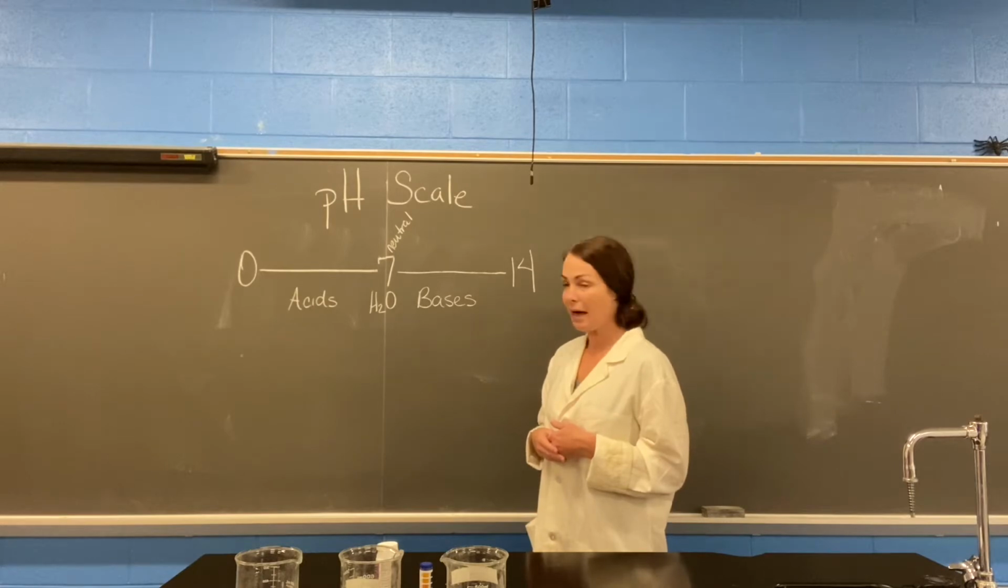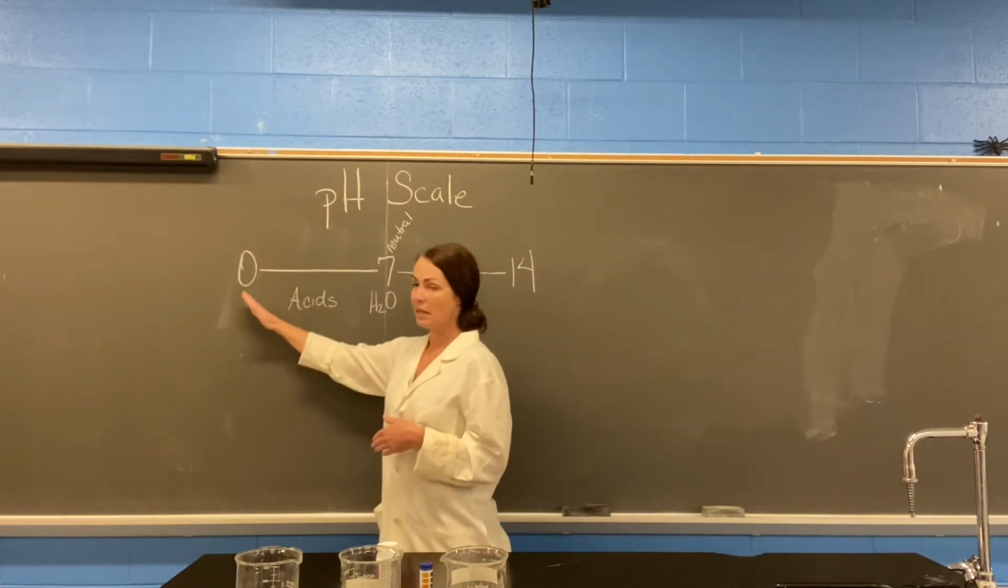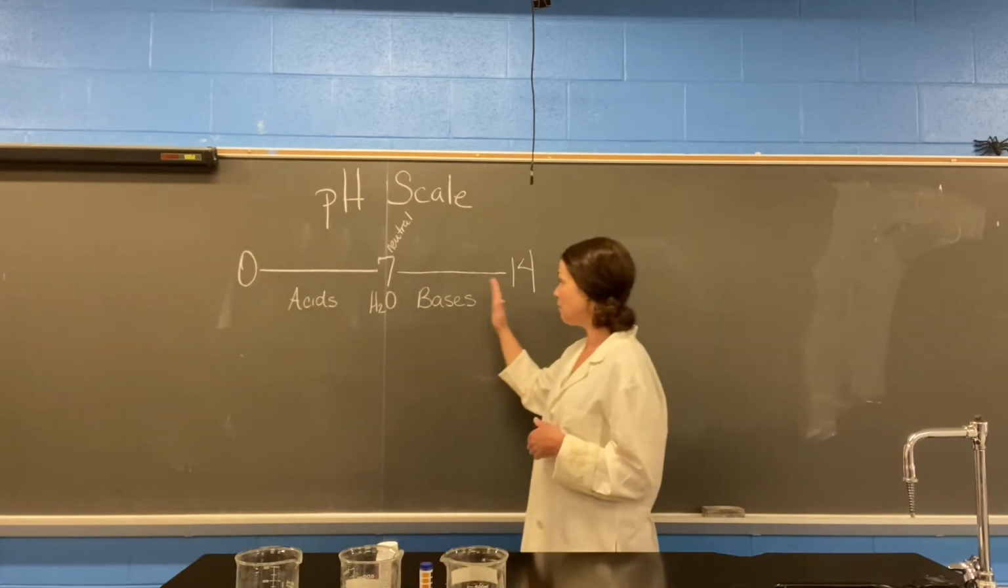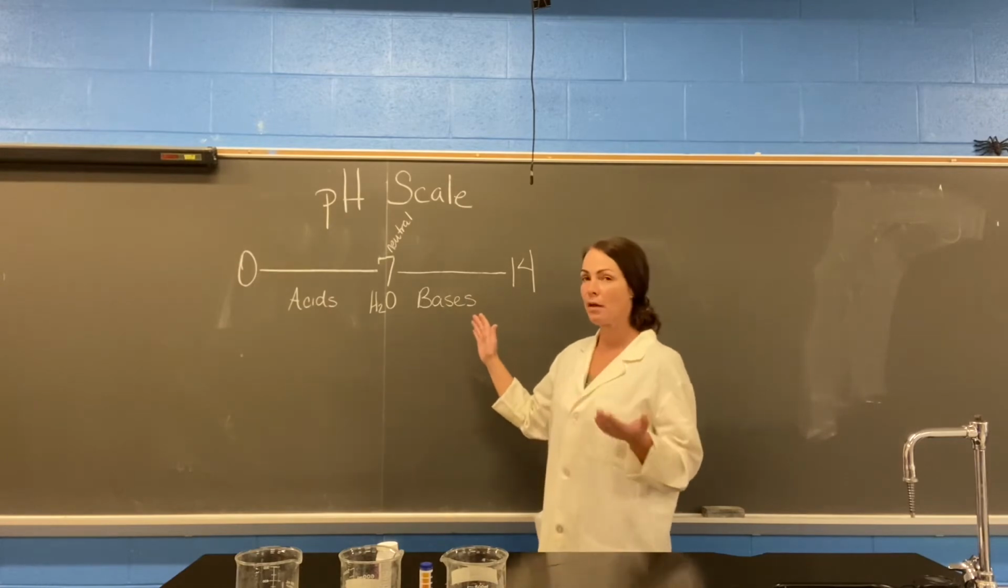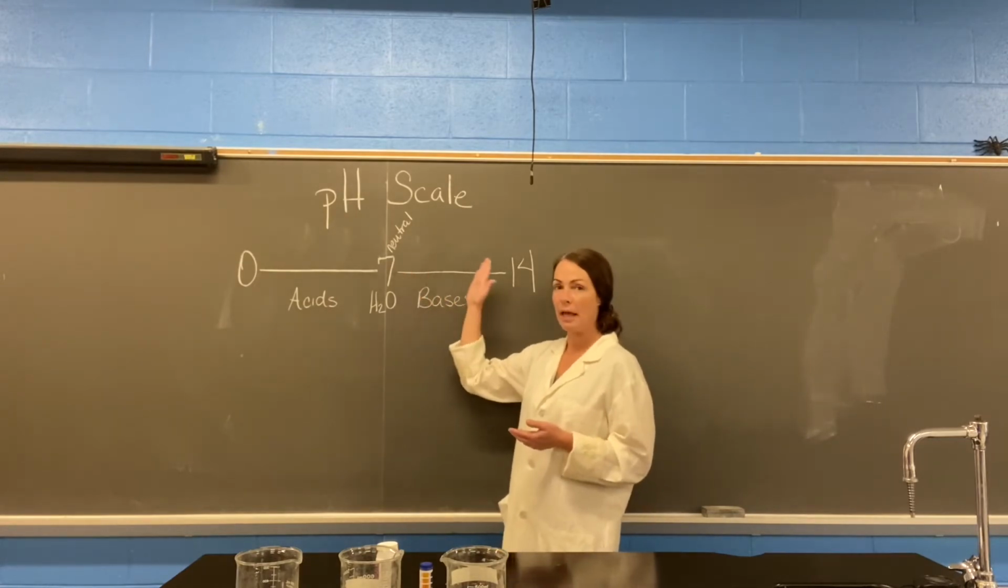When we look at acids, something that is acidic will fall on this side of the pH scale from 0 to 6.9. When we look at bases, something that is basic, or another word for that is alkaline, will fall between 7.1 and 14.